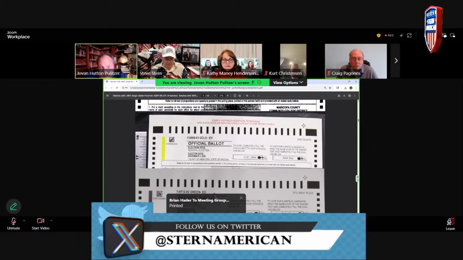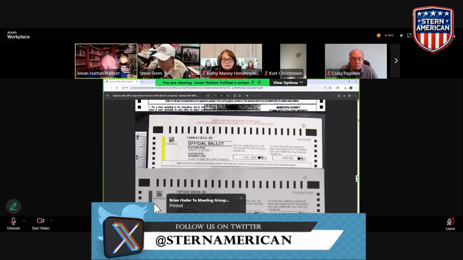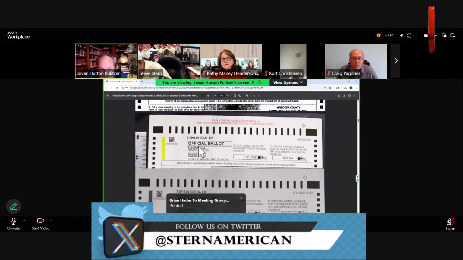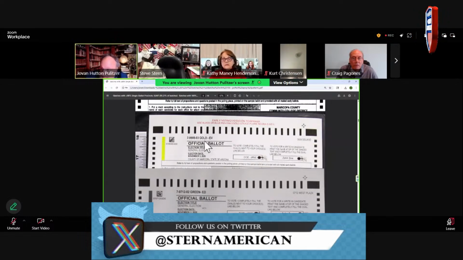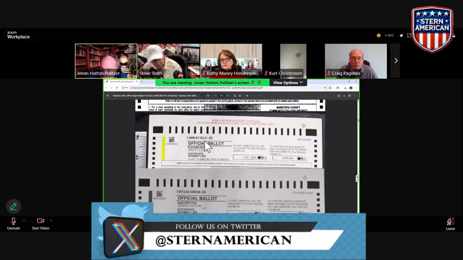If this one had an EV on the bottom, if it had an EV versus an ED and it was black and white, you'd know two things. Look up above. See, it says gold EV. That means it literally came in the mail. Why? Because we can still see it in color. When you walk in to do an early vote, and what they do is you're not using your mail-in ballot.